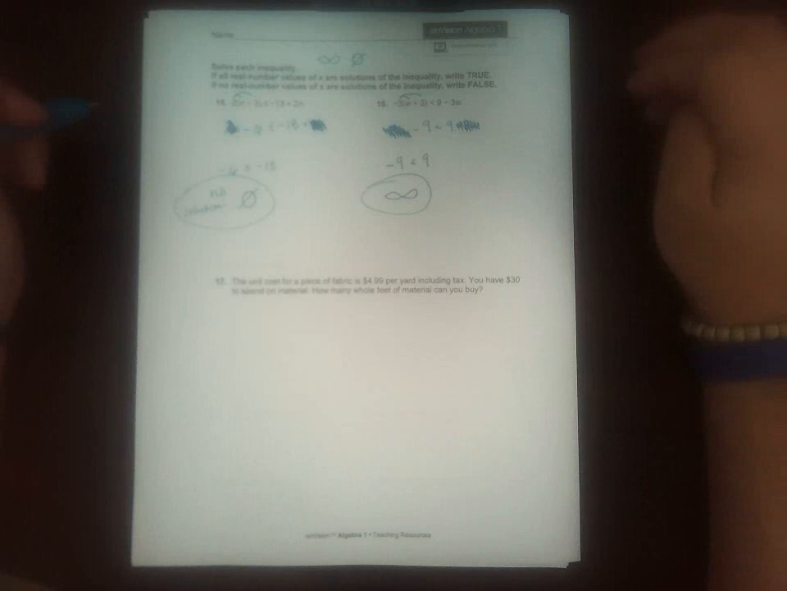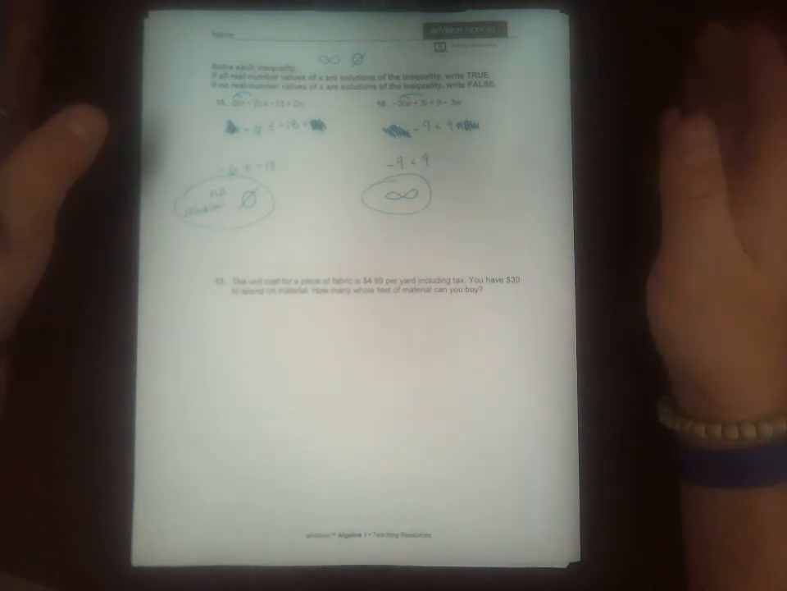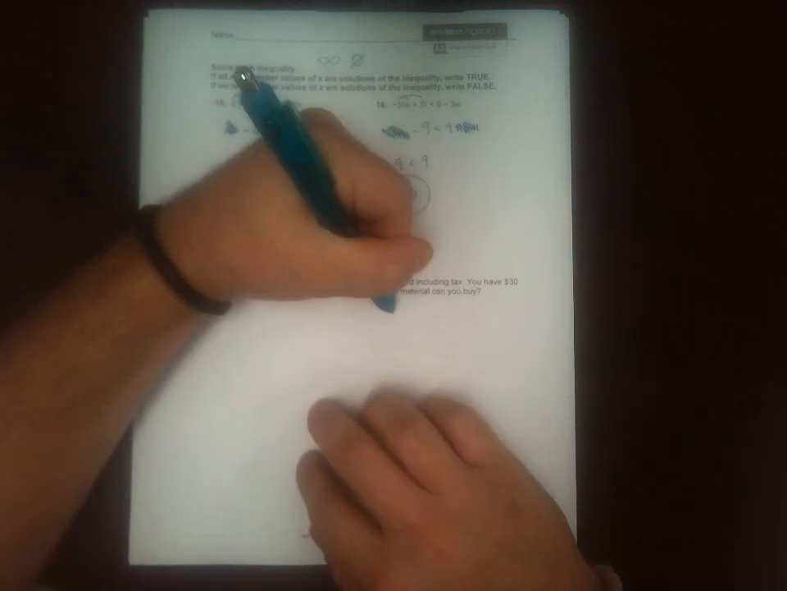Now, I'm going to do another word problem with y'all. So the unit cost for a piece of fabric is $4.99 per yard, including tax. So we're not going to add tax to it because this includes the tax already. You have $30 to spend on material. How many whole feet of material can you buy? Well, think about what this is asking. First of all, what is the maximum amount of money we want to spend here? We have $30. So let's put $30 as our total.